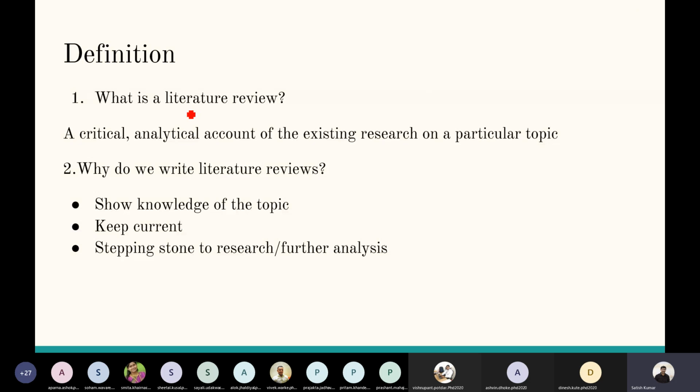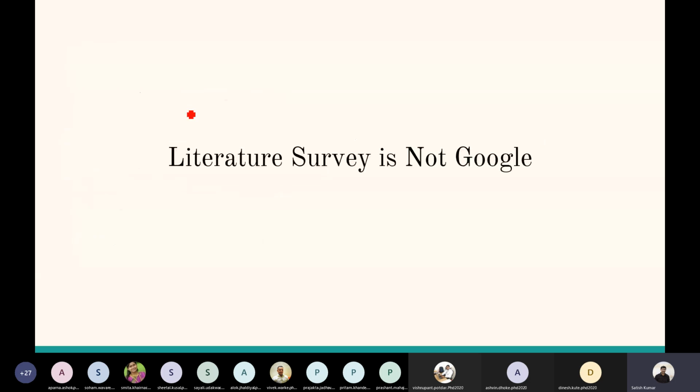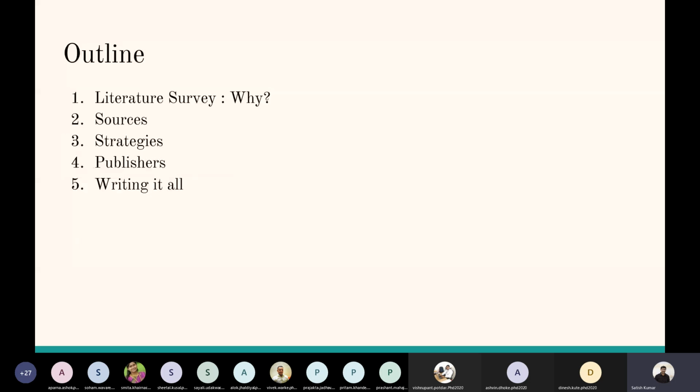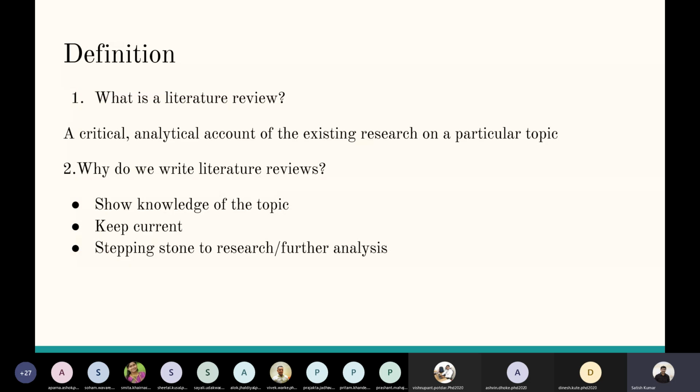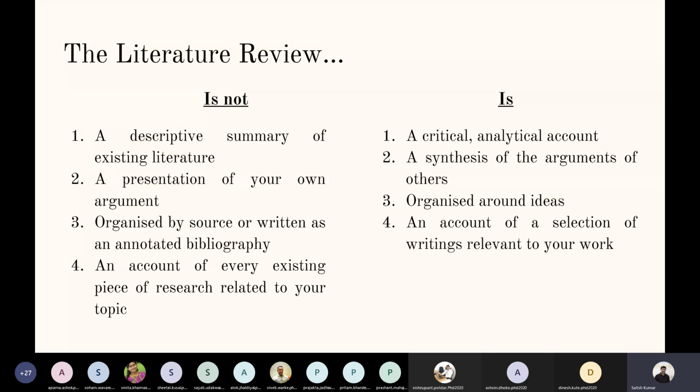So these are the major things. First we have seen that a literature survey is not Googling the things, right? So why are we going to do a literature survey, what is a literature survey, and why do we write a literature review? Now, what is a literature review and what is not a literature review? A literature review is a critical and analytical account. When I asked the question what you mean by a literature review, someone answered that it is writing a summary in our own words, right? That is really wrong. A descriptive summary of existing literature is not a literature review. A literature review is a critical and analytical account.